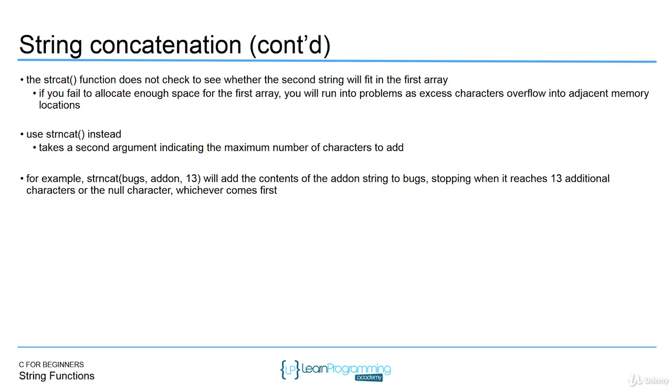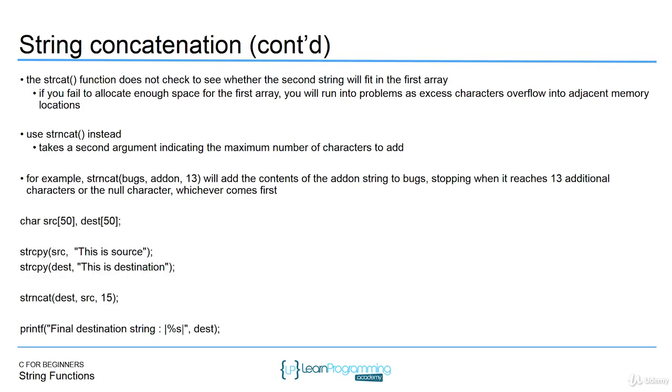Depends which comes first. If add-on is less than 13, then it will only add until you see the null terminator. So in this example, we're creating two strings. This is the source, this is the destination. We're doing a strncat. We're only copying 15 characters into destination at the end. So the size of destination will be the size of destination plus 15. And then we print it out.